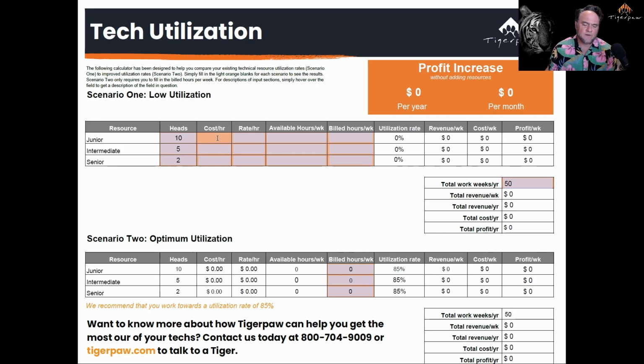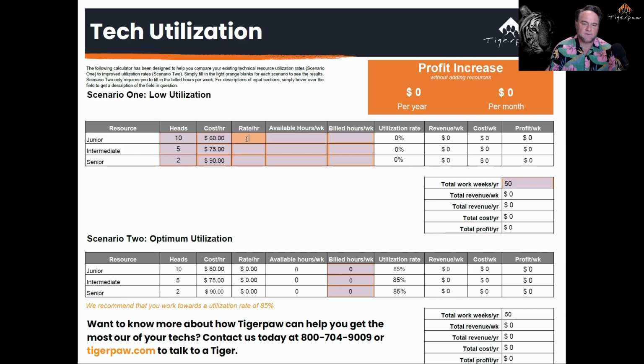The next thing we need to do is understand what we're paying as a company for those technicians. So just looking at some typical rates, which are going to vary across the board depending on which part of the country that you're located in. I'm going to say that the cost for a junior rep is probably $60 an hour for us. For an intermediate rep, $75. And for our most senior technicians, $90 per hour.